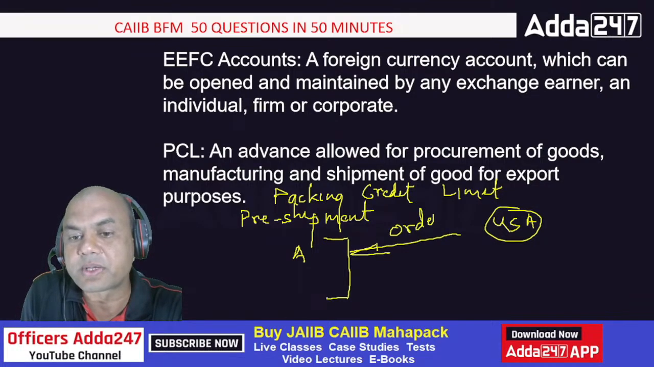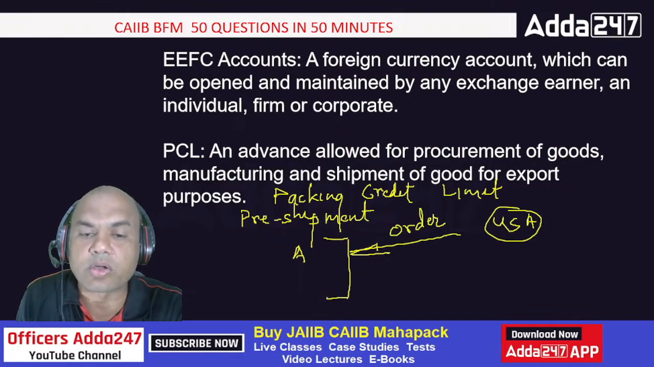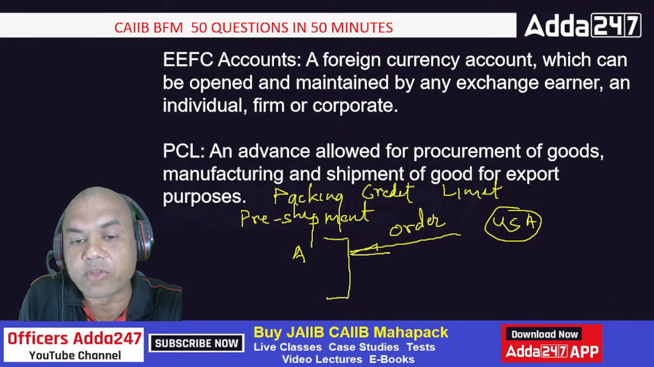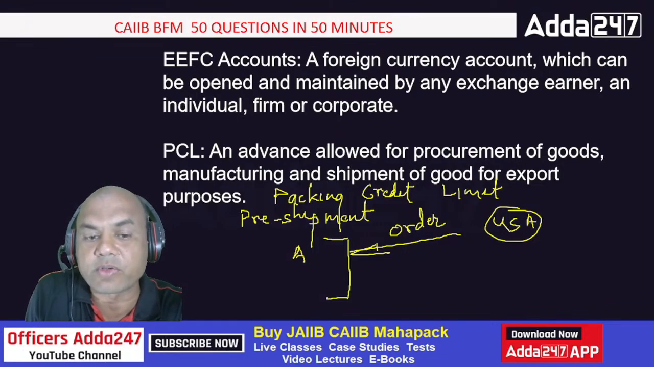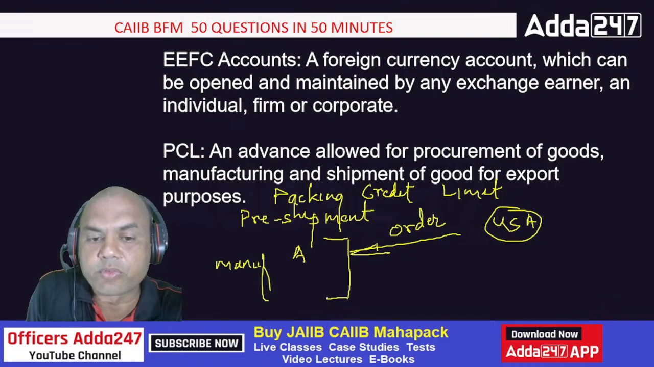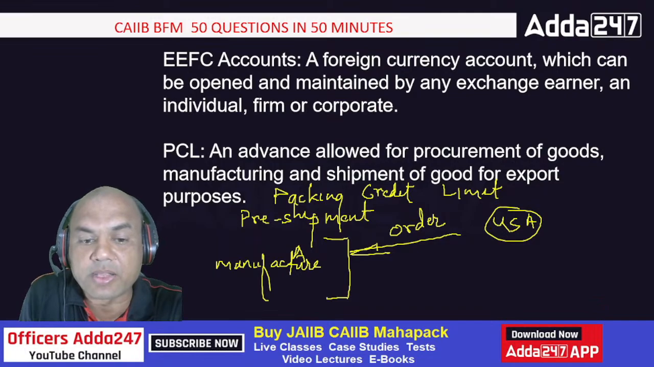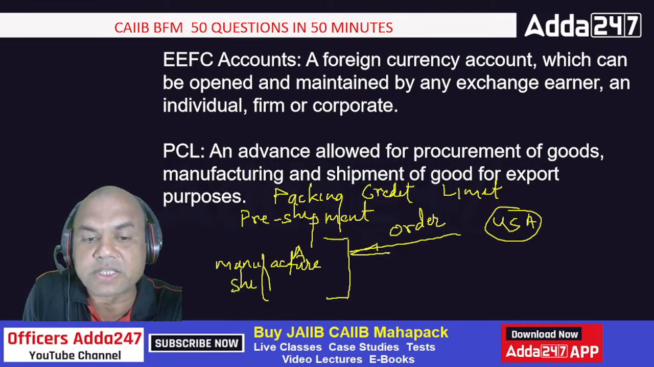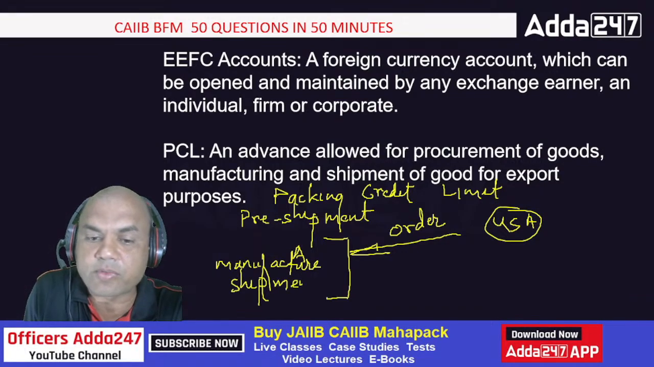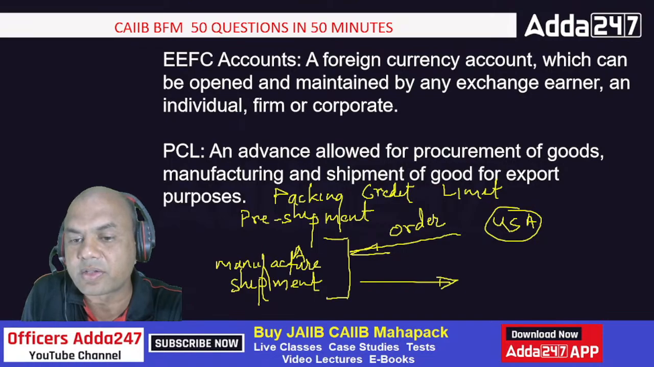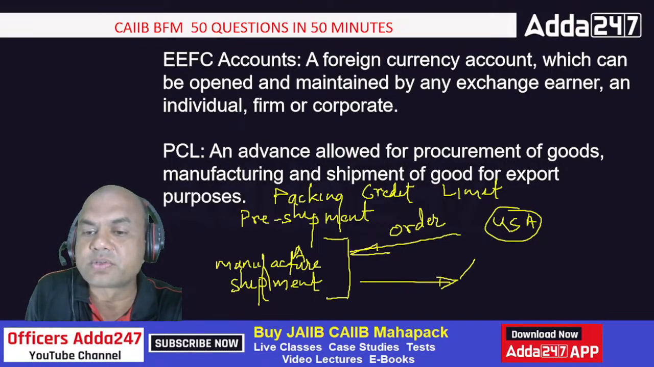Order, we call it purchase order. So this order when I get, then what happens? I'll be required to manufacture those goods, isn't it? What is required from my side now? Manufacture, right? And then manufacture, and then I'll be requiring shipment. Shipment means sending the goods, right? Both the things are required from my side. So once manufactured and shipped, then I'll send it to this USA guy again.